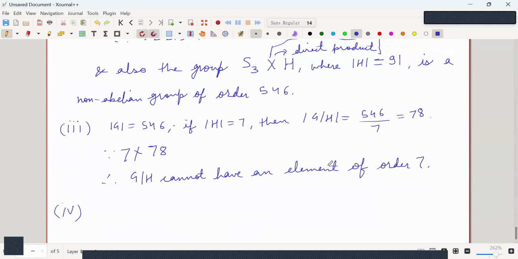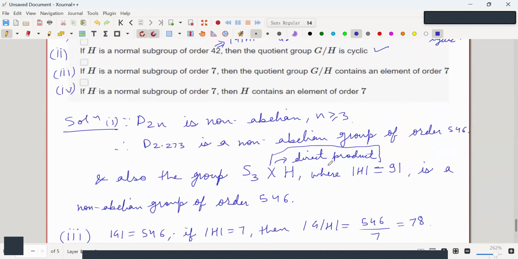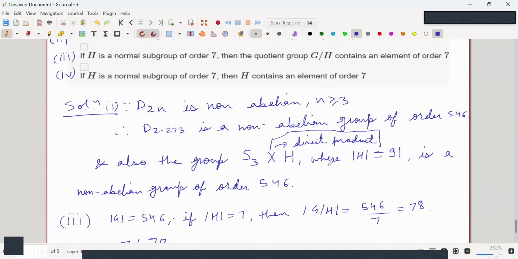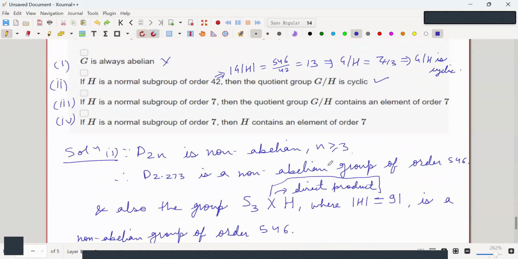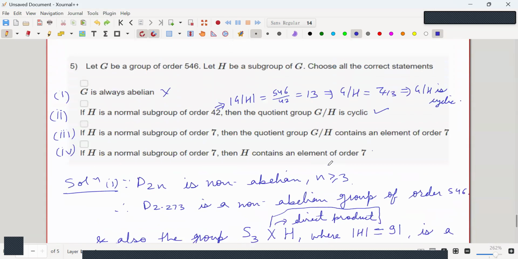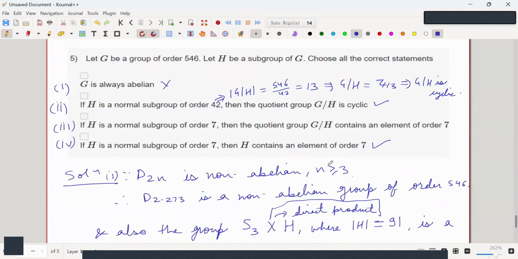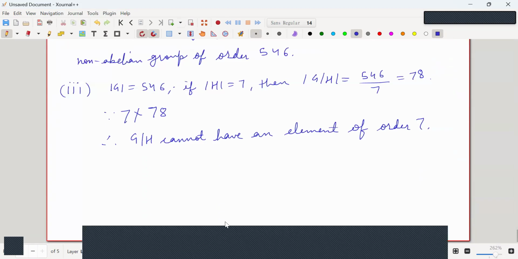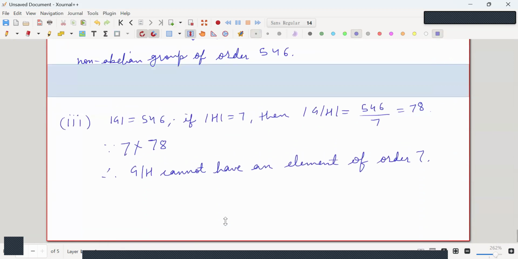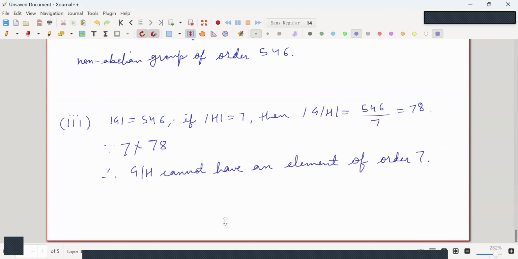What about the fourth part? Fourth part says if H is a normal subgroup of order 7, then H contains an element of order 7. This is true by Cauchy's theorem, right? Yes, sir. Okay, good. That completes this question. We can move to the next part. Let's take it this much here.